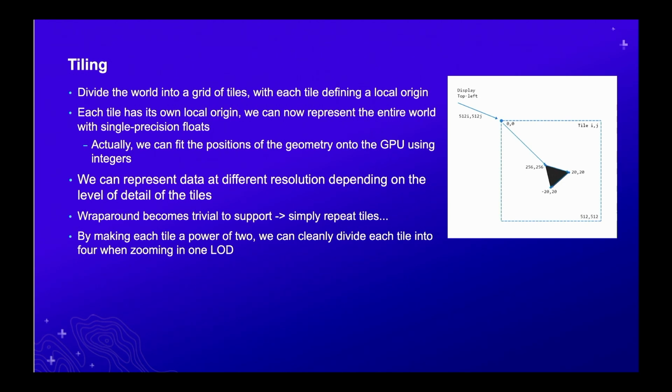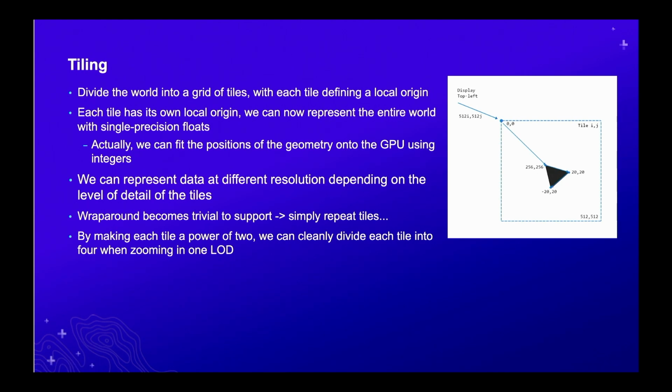Each tile has its own local origin, which is the top left corner. So every time we render, we compute the transformation for that position. And then within the tile, the items are encoded relative to that position. So with that, we can maintain our precision and render the entire world using tiles.